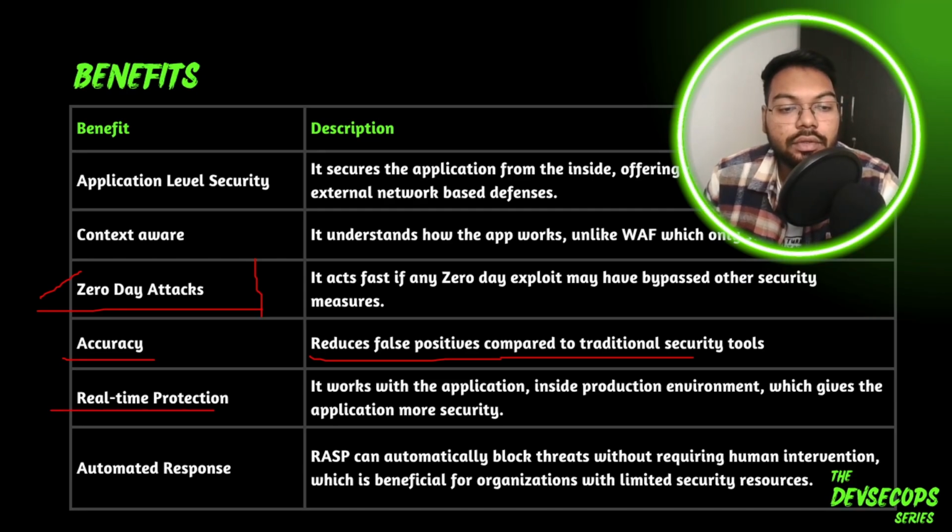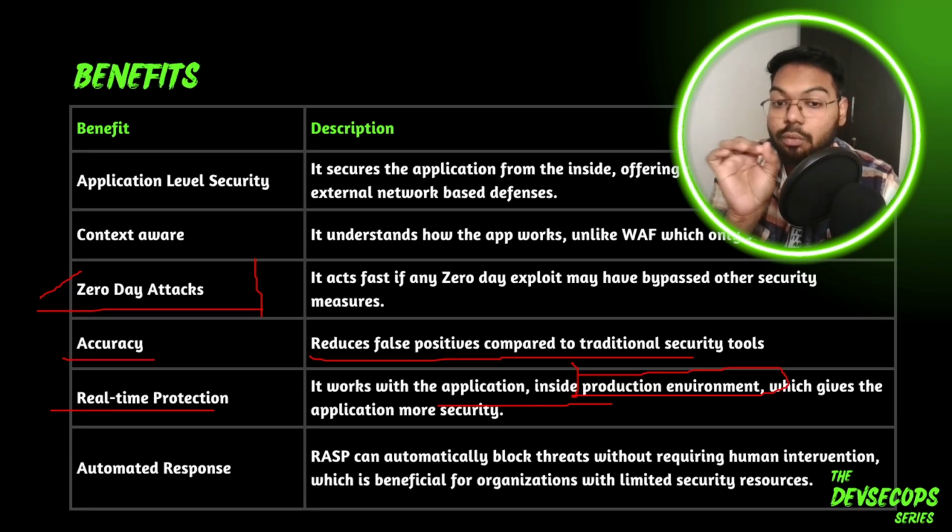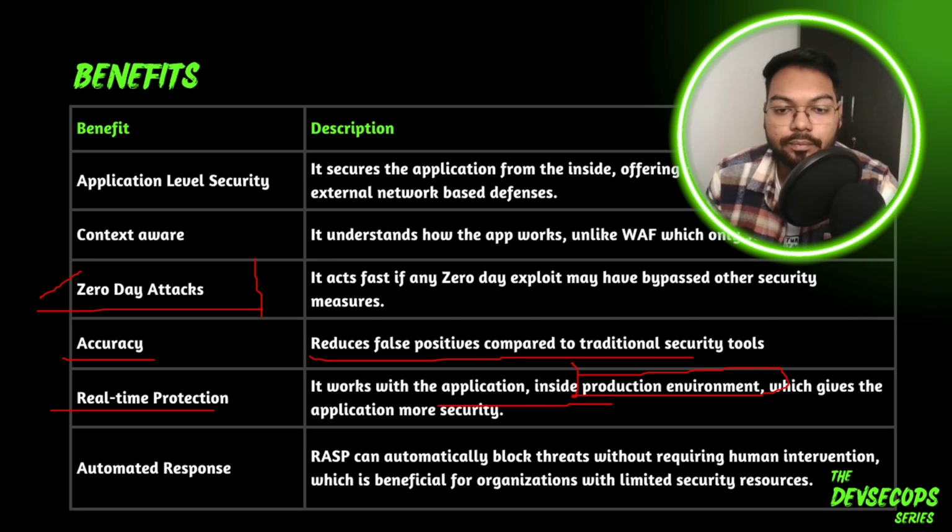Then real-time protection, it works with the application inside the production environment. This is the main thing you need to always remember. Production environment is the key. Real time and production environment, these two are really important, which gives the application more security whenever it is served to the customers.